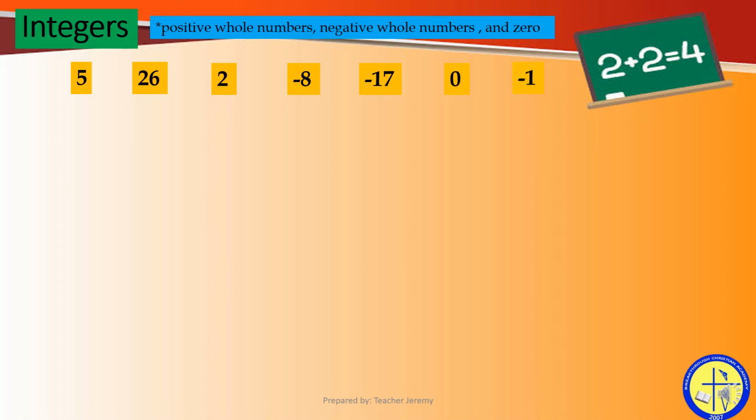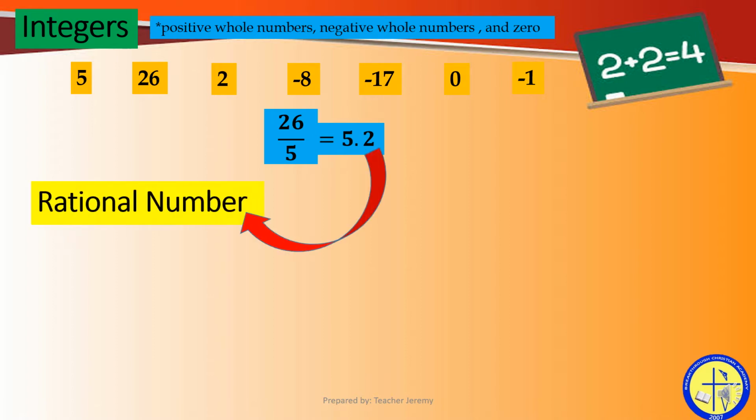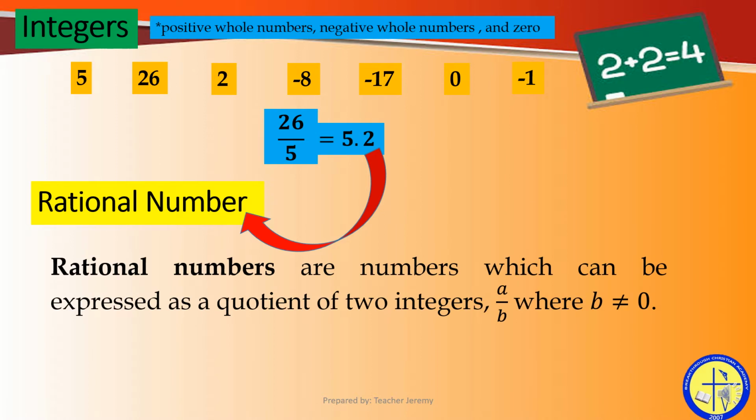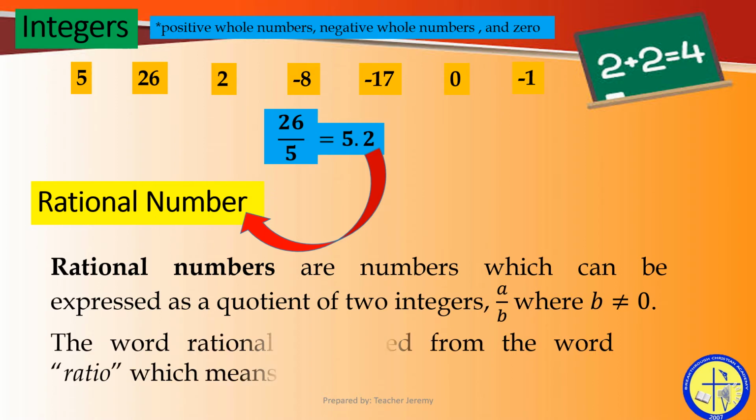What if we are going to divide two integers like 26 and 5? The quotient will be 5.2. And 5.2 is not an integer. We call this a rational number. Rational numbers are numbers which can be expressed as a quotient of two integers. It is in the form a over b, where b is not equal to 0. Remember that the word rational is derived from the word ratio, which means quotient.